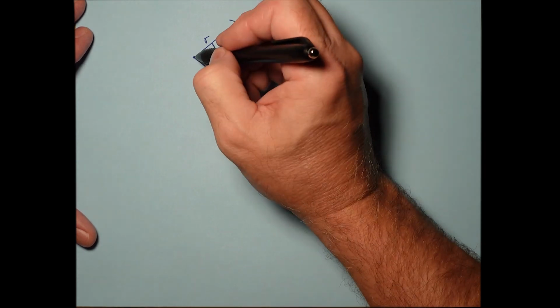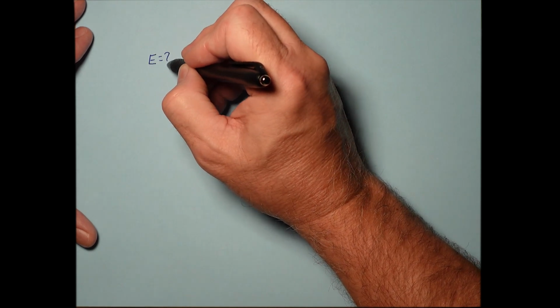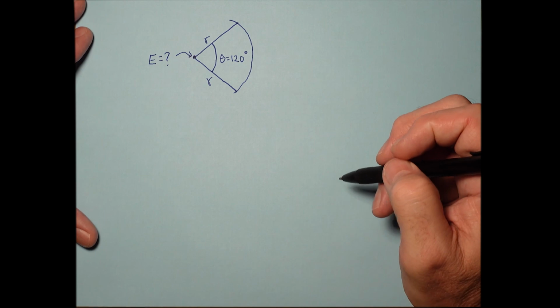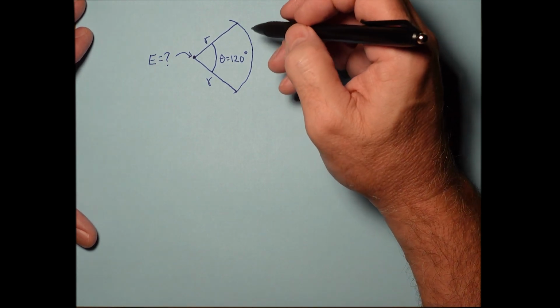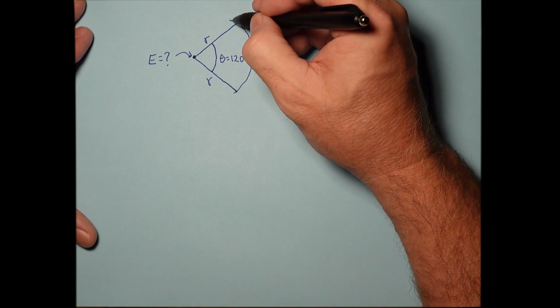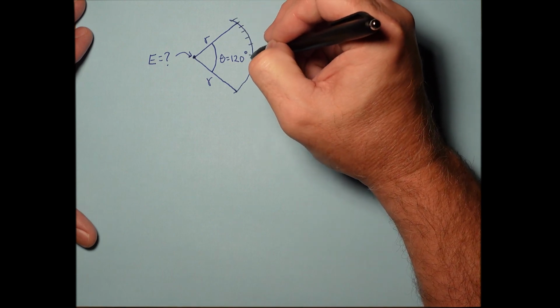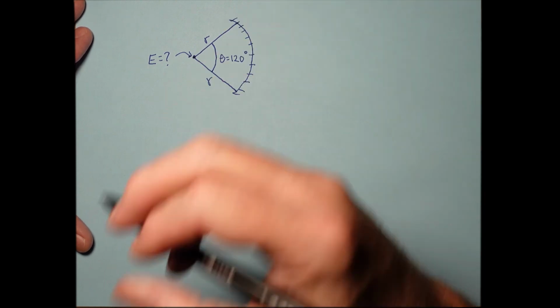Okay, and what do I want to know? I want to know what the E is at that point right there. Well, what kind of charge do we have here? It's going to be a negative charge that is continuous. So we have a continuous charge distribution.